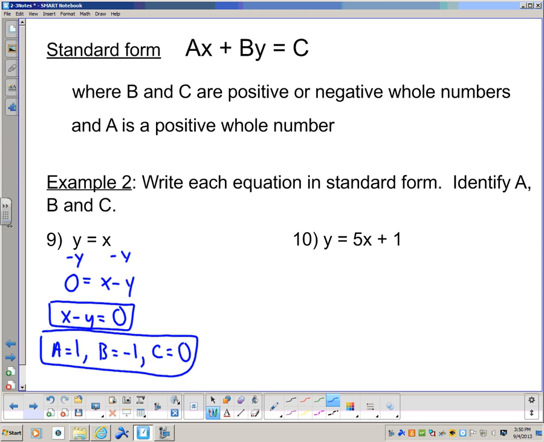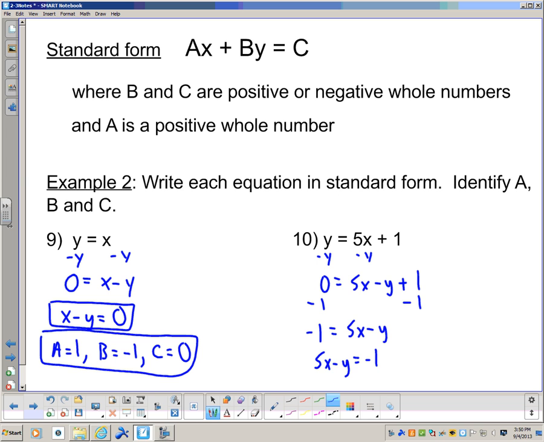Number 10 here, again, we need ax plus by equals c. So I'm going to bring my y over here because I don't want a negative 5x over here. Bringing y over on this side, I end up getting 0 equals 5x minus y plus 1. Now I'm going to bring 1 over on the other side, so I subtract 1, and I get negative 1 equals 5x minus y. And now I'm just going to reverse the order, so I get 5x minus y equals negative 1.